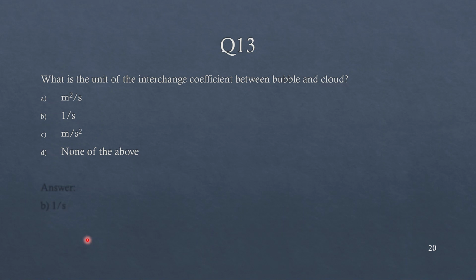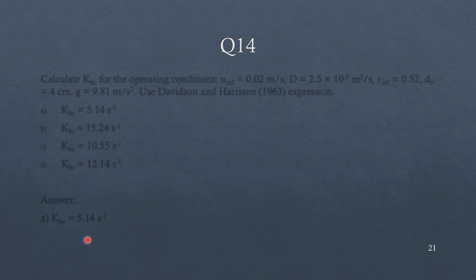So the right answer to this question is 1 by second, that is option B. The interchange coefficient's unit is given by 1 by second. So we'll go to question 14.